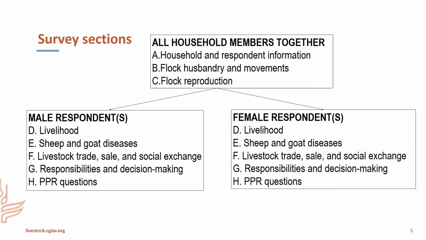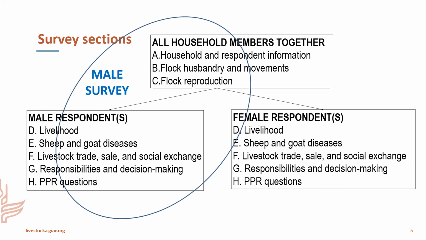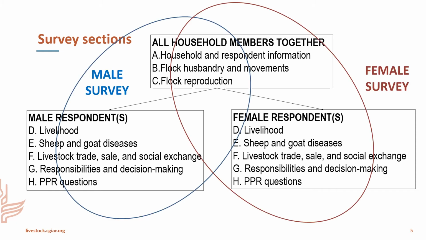The survey is broken up into 8 sections, labeled A through H. The first 3 sections are asked with all household members together. After section C, the 2 enumerators will split the man and woman, or men and women, into 2 groups to continue with sections D through H. Sections D through H are identical in the men and women surveys, but it is important to get the separate perspective from men and women.